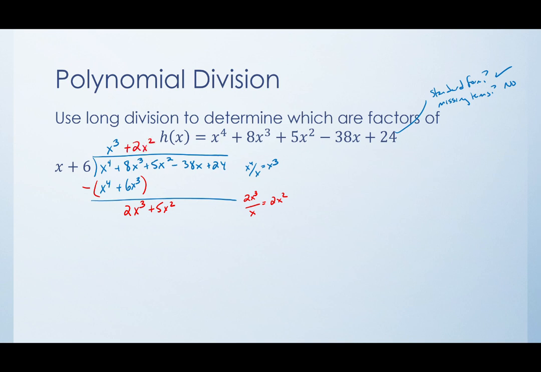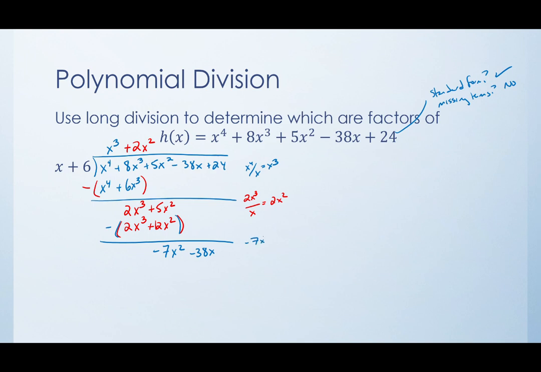And we're going to multiply, right? 2x squared times x, 2x cubed, 2x squared times 6, 12x squared, and of course, subtracting again. So our x to the 3rds are going to cancel. I've got 5 minus 12, and that's going to be what? Minus 7x squared. And I've got to bring down the next term, negative 38.